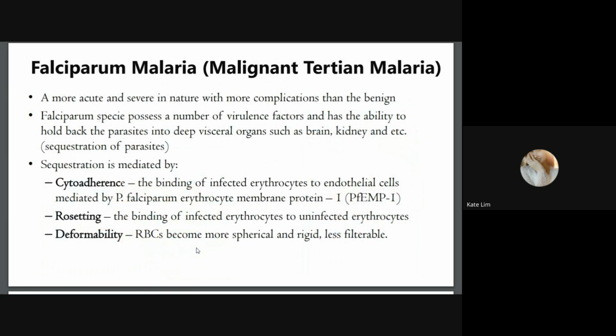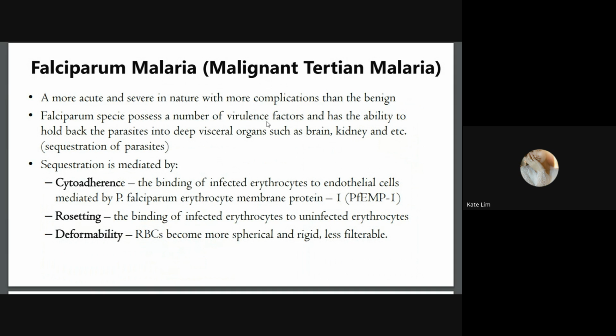Okay, so there are three key mechanisms that could actually help Plasmodium falciparum evade the immune system and could cause a severe form of malaria, or what we call malignant tertian malaria. So we have here the cytoadherence, the rosetting, and then the deformability. First we have the cytoadherence.